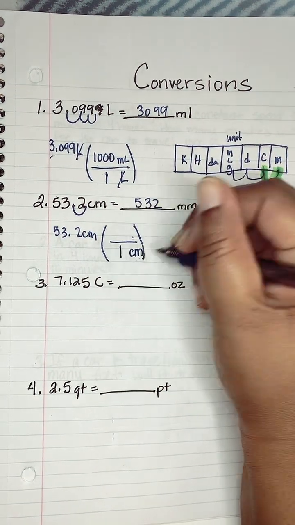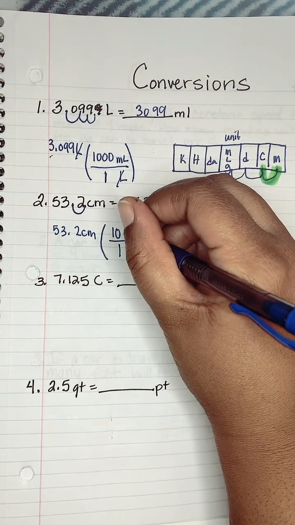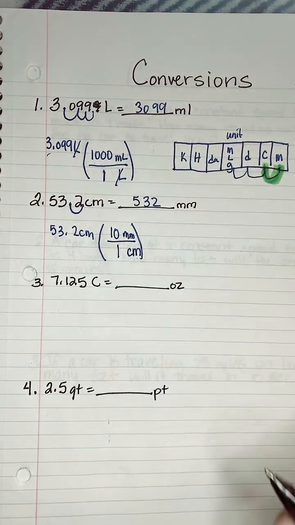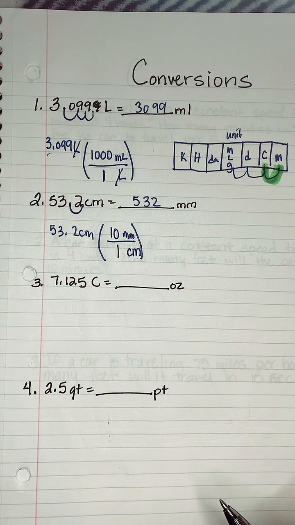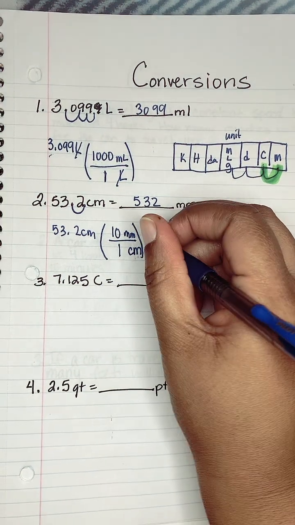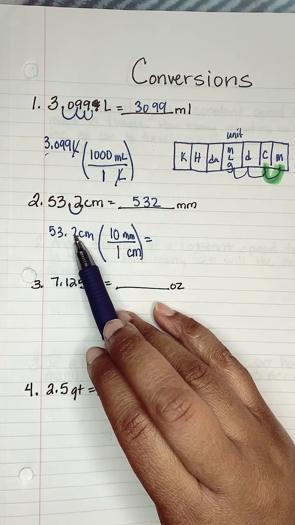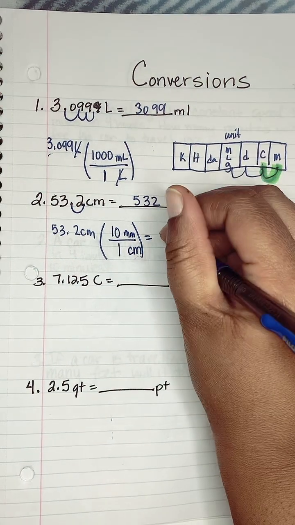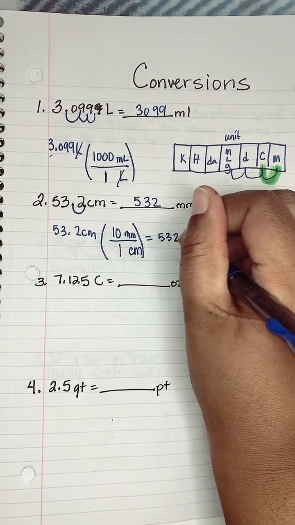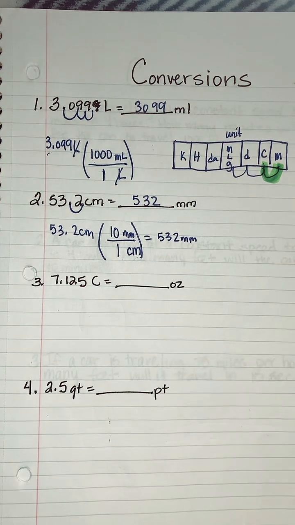So there's 1 centimeter in 10 millimeters. And so we would multiply 53.2 times 10, which would give us 532 millimeters.